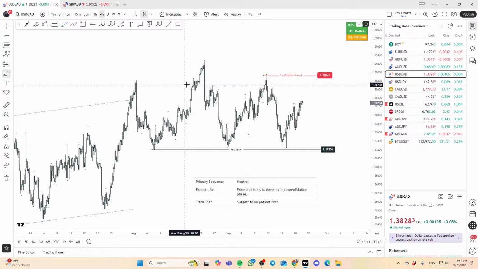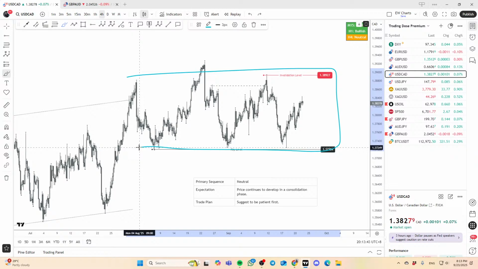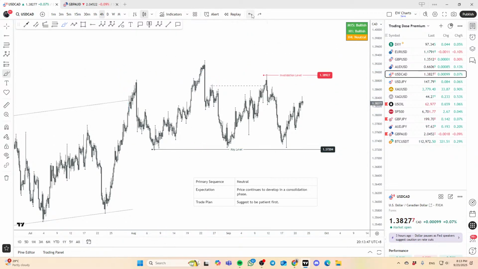Okay, and because we are in a consolidation phase, it will take a longer period for price to develop into a pattern that is clearer. Okay, and for that reason, this week very unlikely we're gonna get anything on the dollar Canadian. Okay, so I'm not gonna focus too much on this.